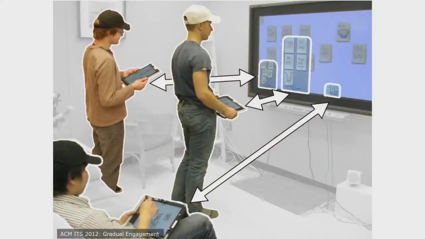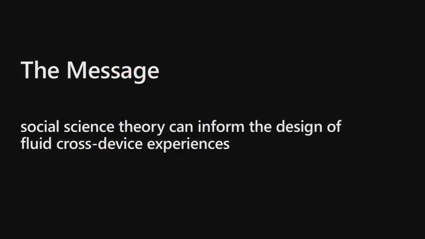A big challenge in interaction design is how to fluidly transfer content across devices. For example, from tablets to large displays, or between tablets held by the same or different people, or in fact between any of the devices we now carry or have in the world around us. The message I wanted to deliver is that social science theory can inform or inspire the design of socially natural, fluid cross-device experiences. That is, I'm going to advocate a socially centric versus a technology-centric approach to design.